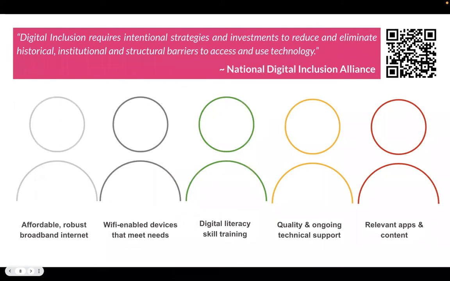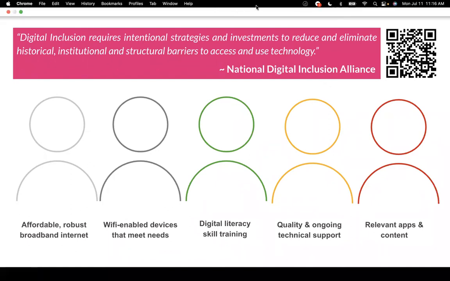The National Digital Inclusion Alliance, which was instrumental in lobbying for the passage of the Digital Equity Act, articulates 5 intentional strategies and investments that need to be made to overcome past barriers to access and the technology use and support that's required for digital inclusion. These include affordable, robust broadband internet service, internet-enabled devices that meet the needs of all users, access to digital literacy training, quality technical support, and applications and online content designed to enable and encourage self-sufficiency, participation, and collaboration.